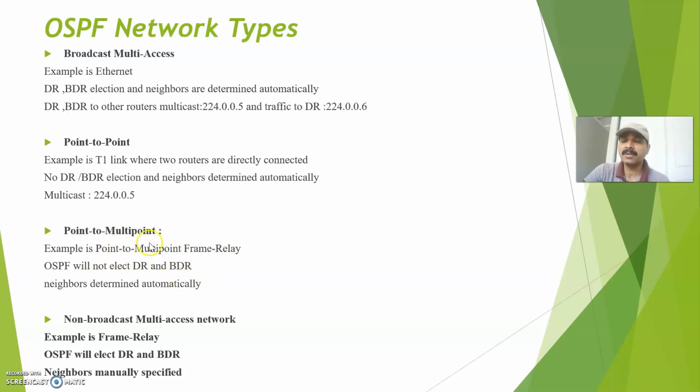So in this scenario also there are two things. One is broadcast and the other is non-broadcast. So assume this is a broadcast. In this case, neighbors will be determined automatically and OSPF will not elect DR and BDR.